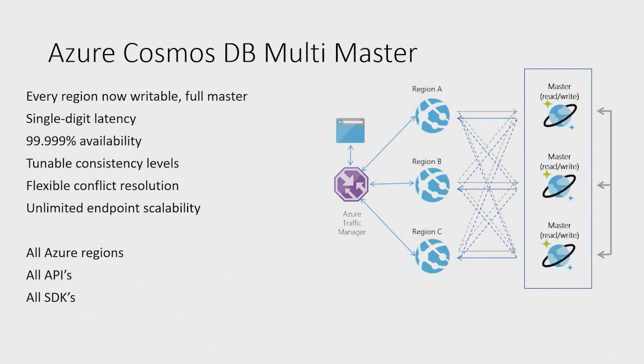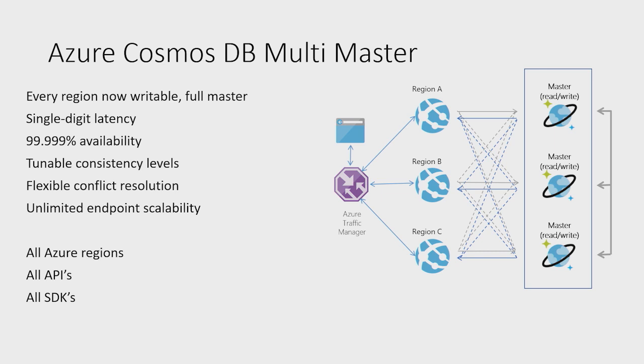With multi-master now, every region that you set up as a replica is now a full master, so you can write to that region and get the same latency as if you were in the same region as the master. That's fantastic. So now we get single-digit latency for reads and writes for every database that you have replicated in Cosmos DB.